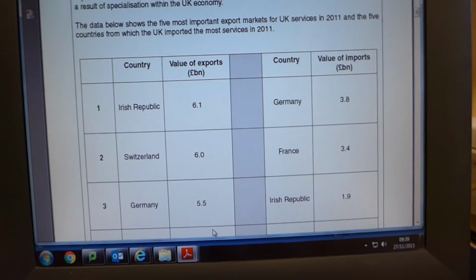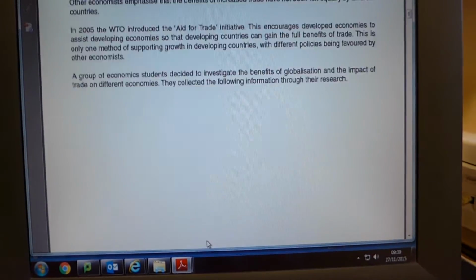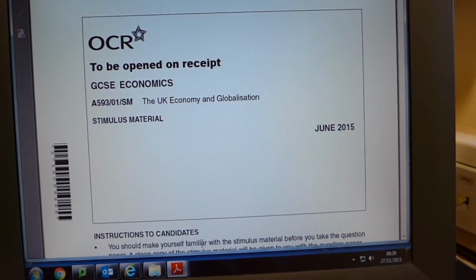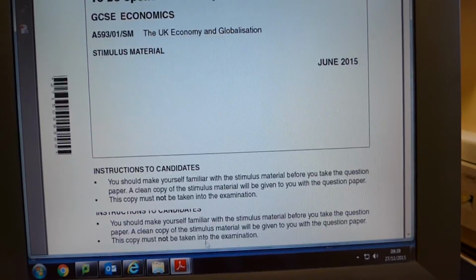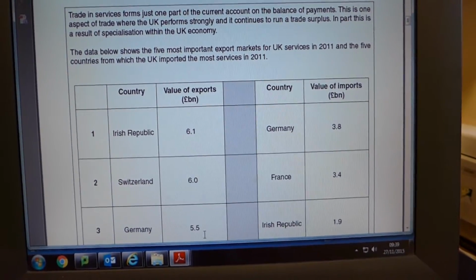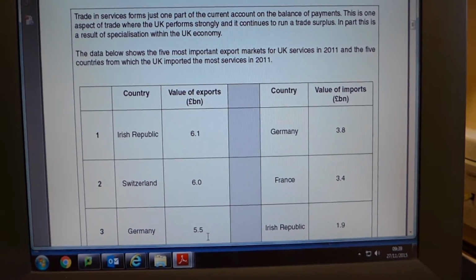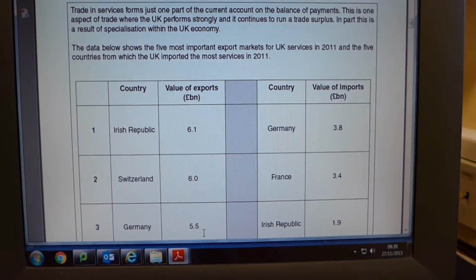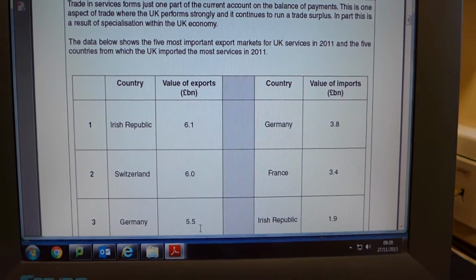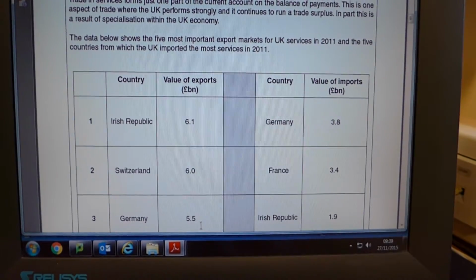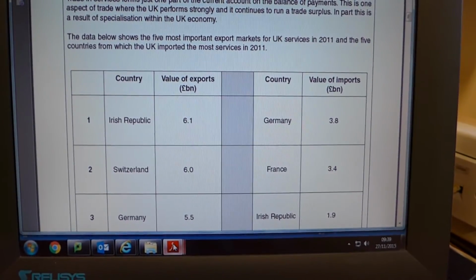Okay, so this is the stimulus material for last year. I'm sure you'll be familiar with this, and the one for this year has already been published. This was the stimulus material for June 2015. The first thing I'd say about it is that it really is there to help you, so do make use of all of the information in it, particularly when you're answering the questions. This is not there to trip you up.